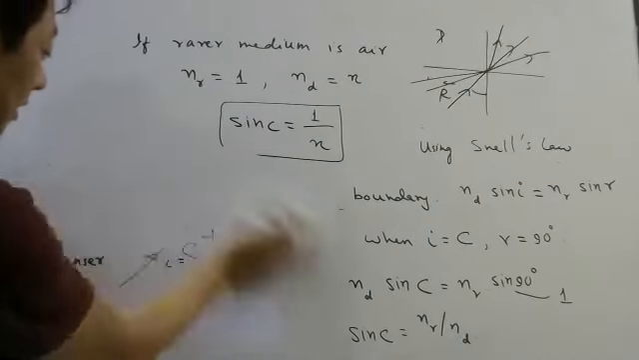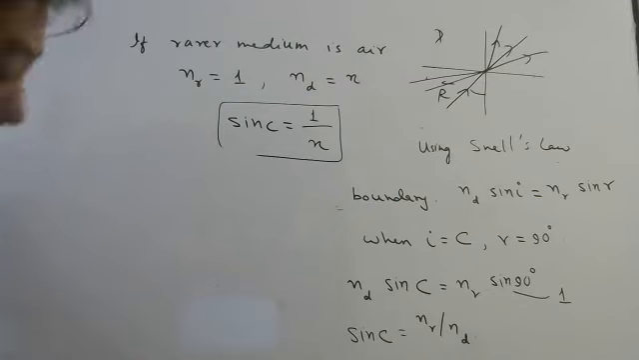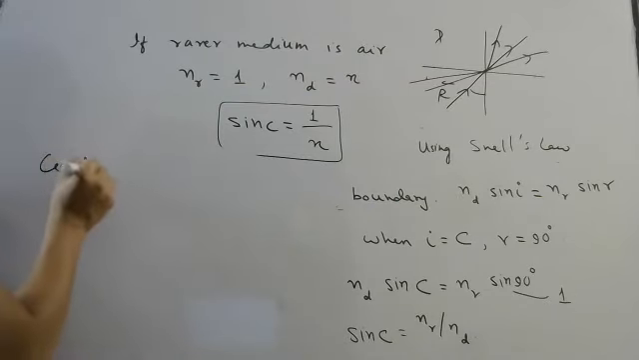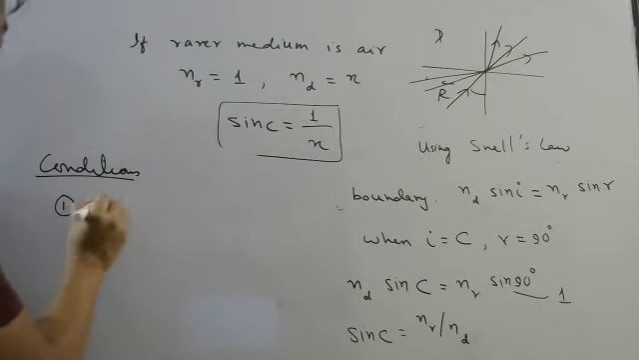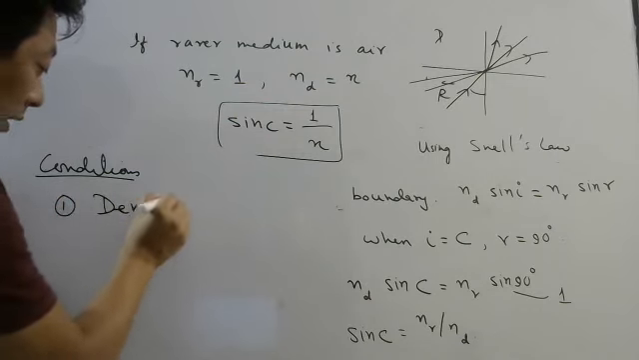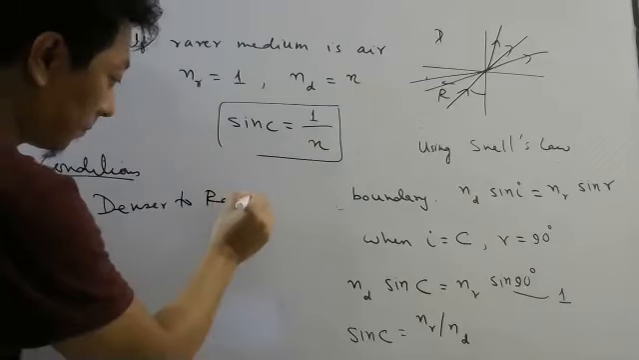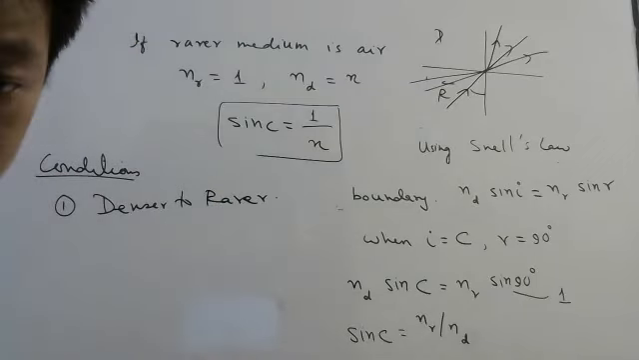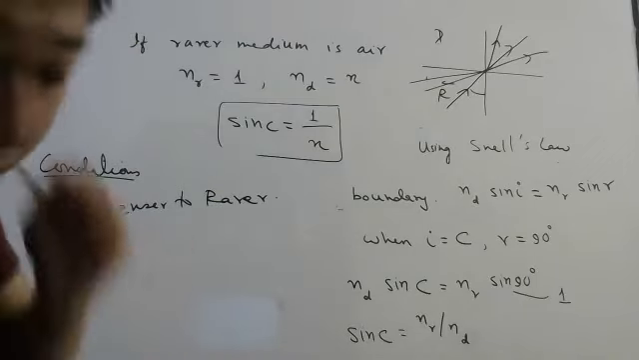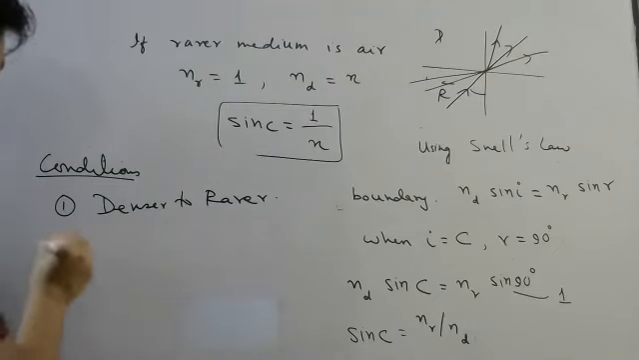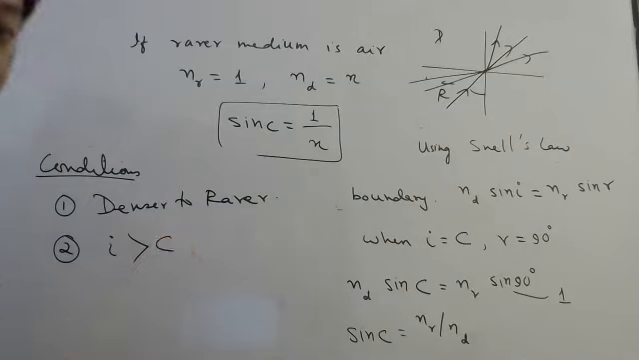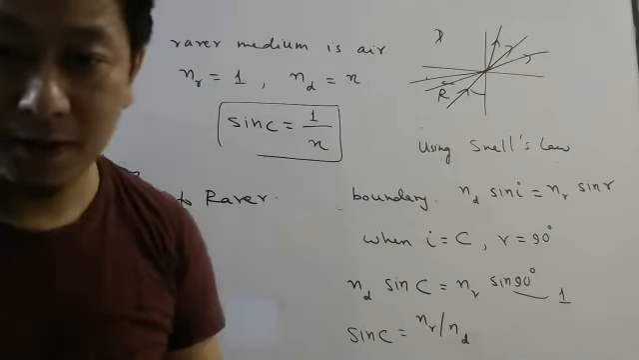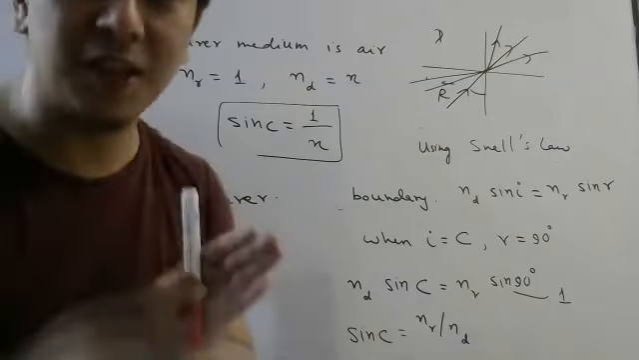So the first condition is what? This is very important, okay? First condition is light should travel from denser to rarer. Okay, that you will find in the notes. And number 2, the angle of incidence should be greater than the critical angle.